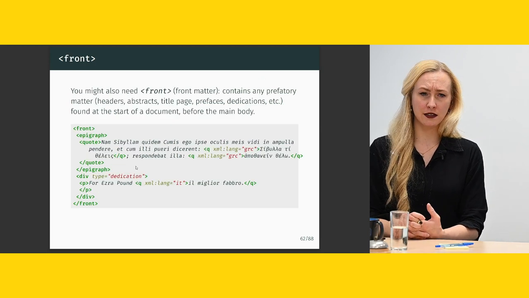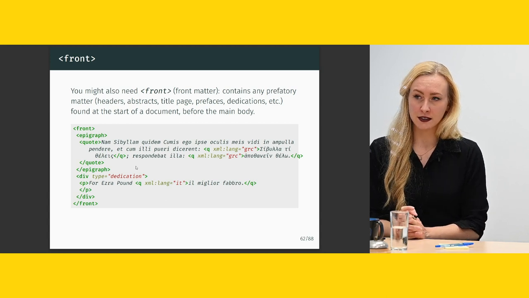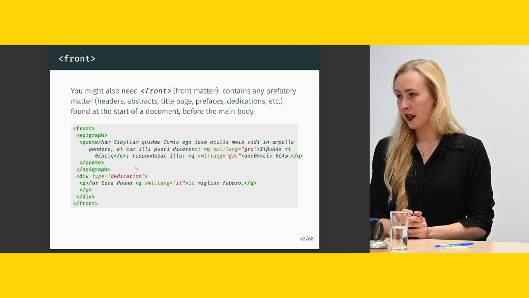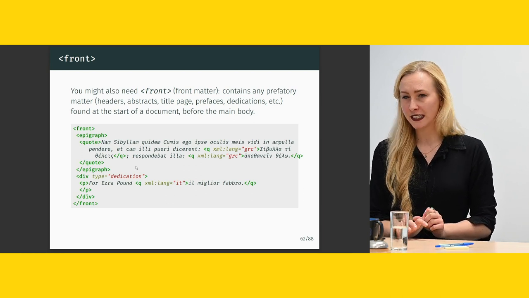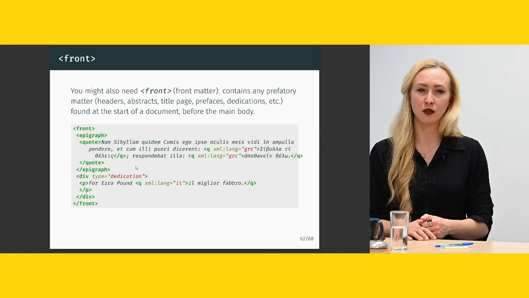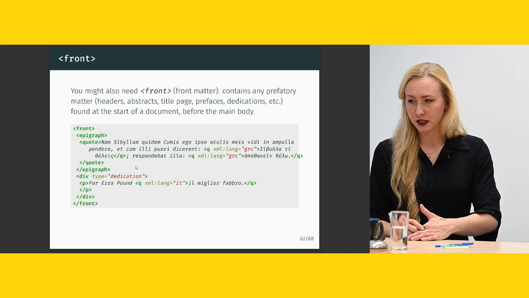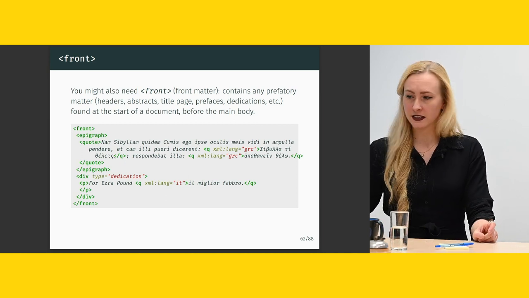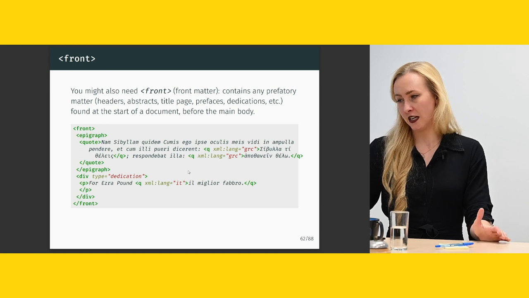You might also need something like a front, for example, for the front matter or the prefatory material. There would be headers or abstract or title pages or prefaces, dedications and so on, which could be in this front element before the main text body. And it could look something like this. It has front with an epigraph and a quote and a dedication.